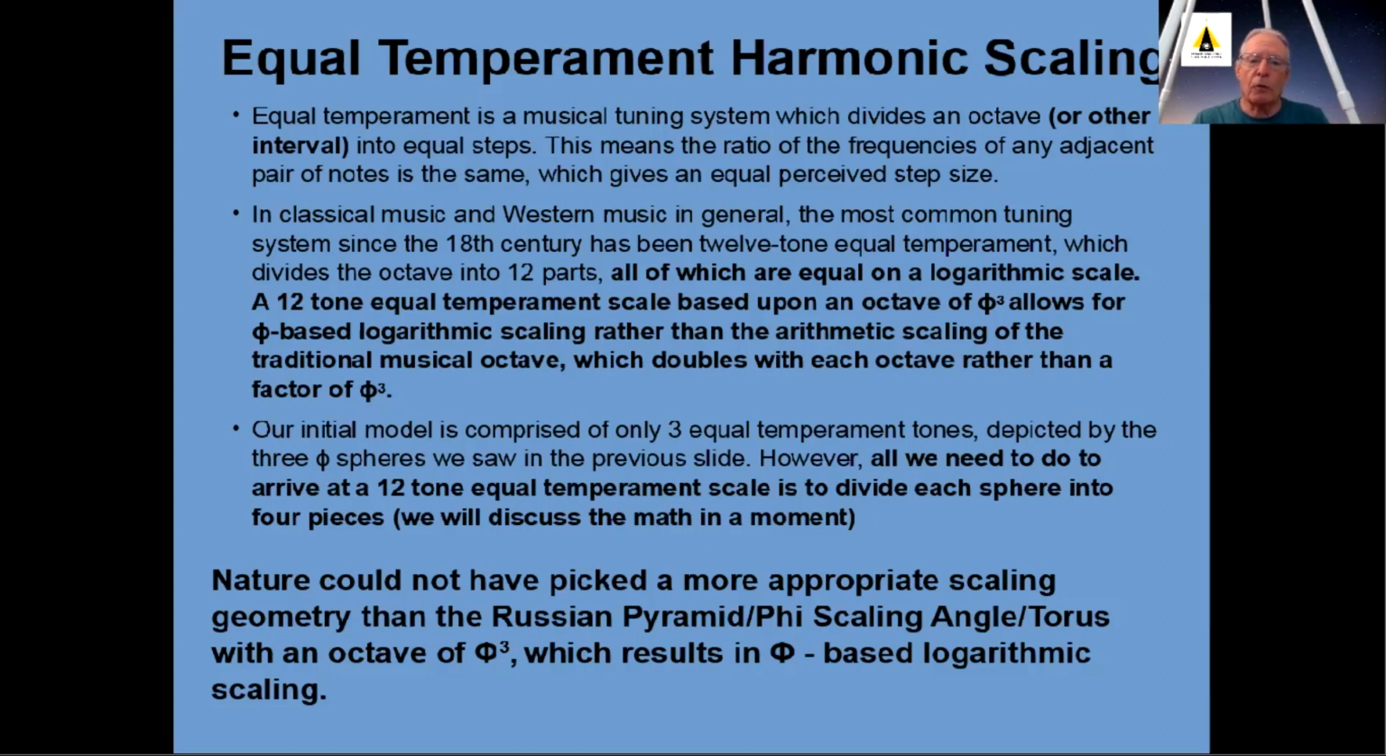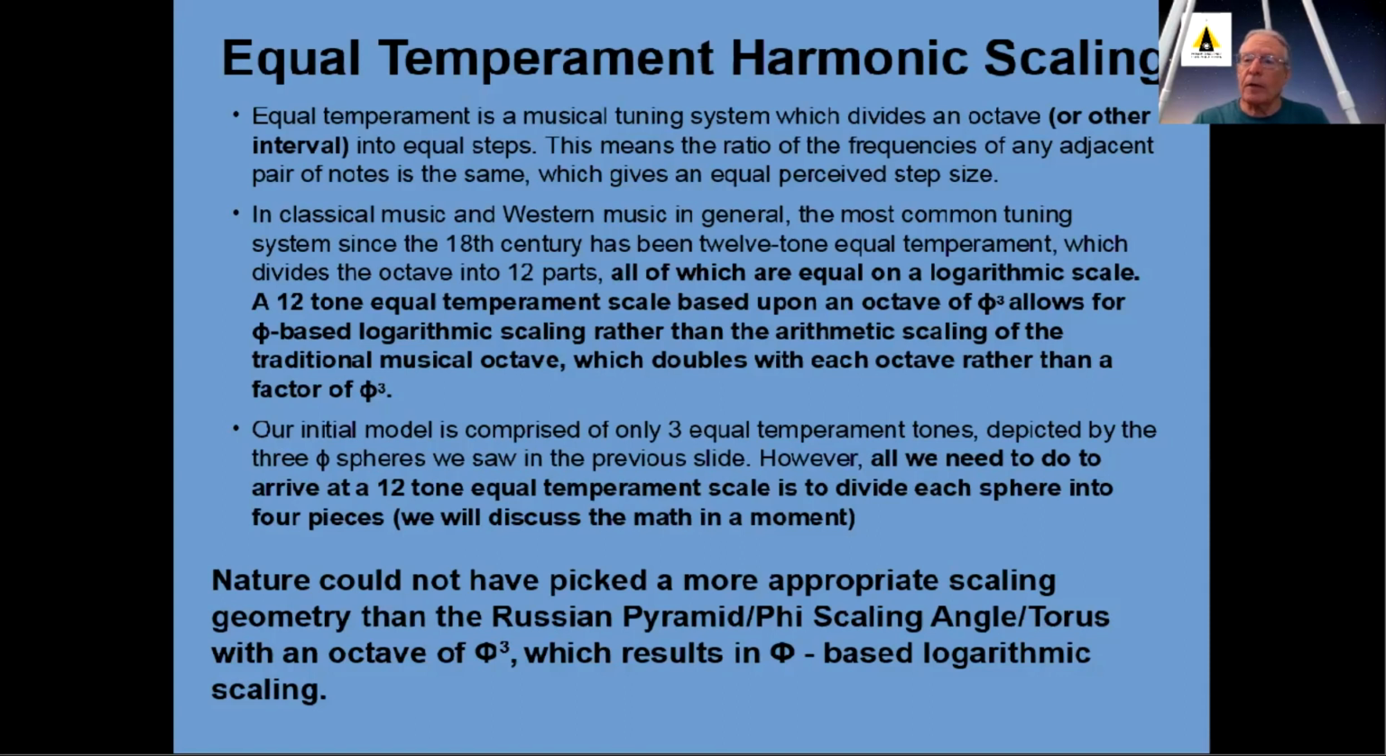A 12-tone equal temperament scale based on an octave of Phi cubed allows for Phi-based logarithmic scaling rather than the arithmetic scaling of the traditional musical octave, which doubles the frequency with each octave rather than increasing it by a factor of Phi cubed, or 4.236 times.